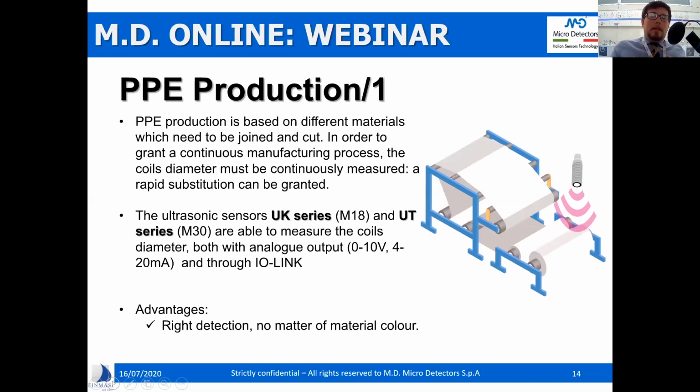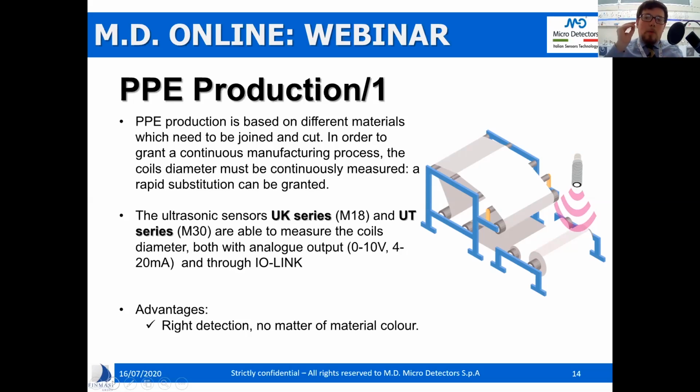We can see here a plant producing these personal protective equipment where different materials are joined together and where these, let's say, rolling coils are acting. Here, it is necessary to grant a continuous feeding of the plant itself, because every interruption into the feeding process can create serious problems, can be very costly.